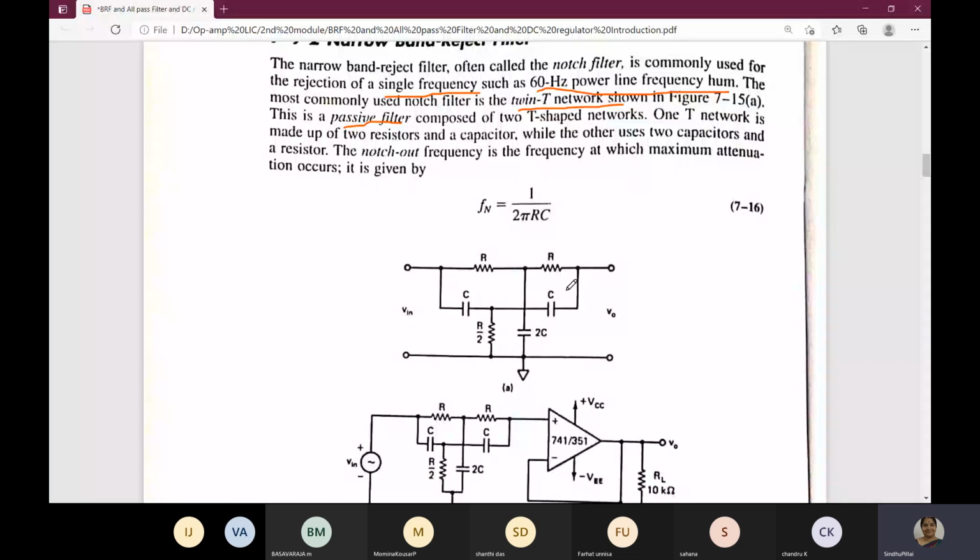One T network has two resistors and a capacitor, and the other has two capacitors and a resistor. So it is also called a passive filter. Figure A is the passive filter.